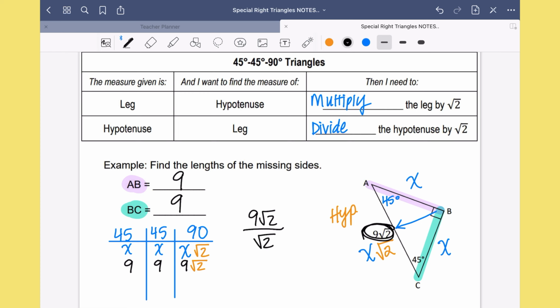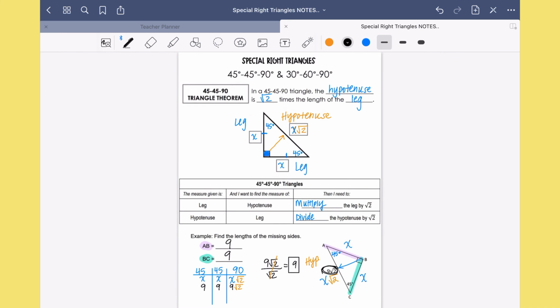So what do you see happens with the square roots? They cancel. And we still get 9. Okay? So you could have done it either way. Method 1, method 2. Okay?